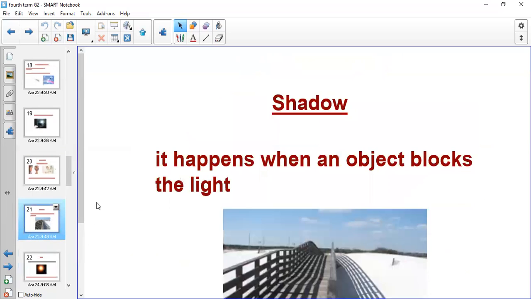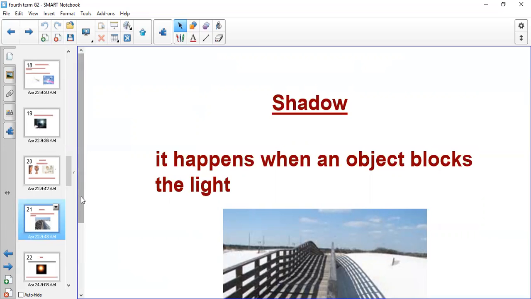The last thing that we will cover in the light lesson is the shadow. We took it before. You can see your shadow in the morning or in the afternoon because we have sunlight. But at night, if we don't have sunlight, you will not be able to see our shadows on the floor.